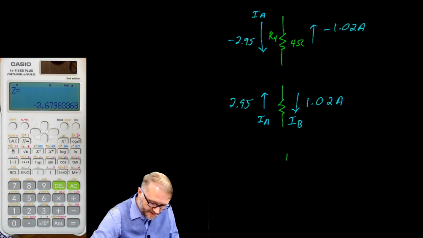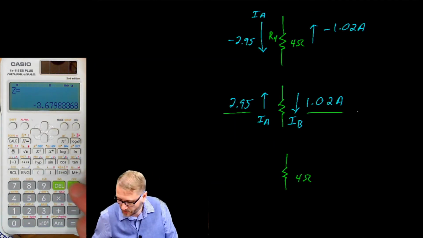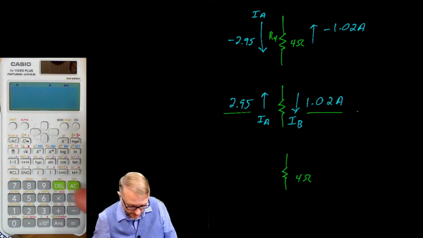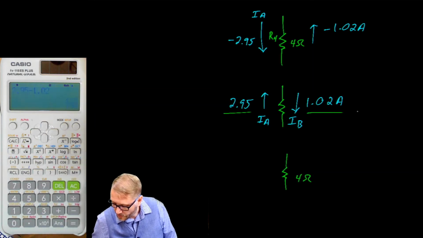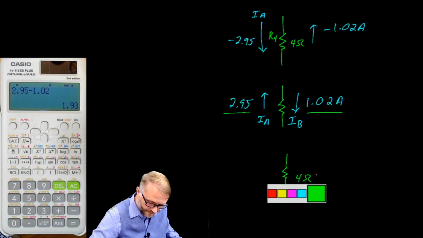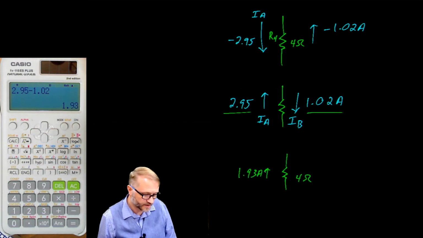We can redraw this again. So here's our 4 ohm resistor. And if you looked at this, we would say this is 2.95 minus 1.02. So set up, put it back into normal mode. So 2.95 minus 1.02. So we would say there is a current flow of 1.93 amperes in that direction.